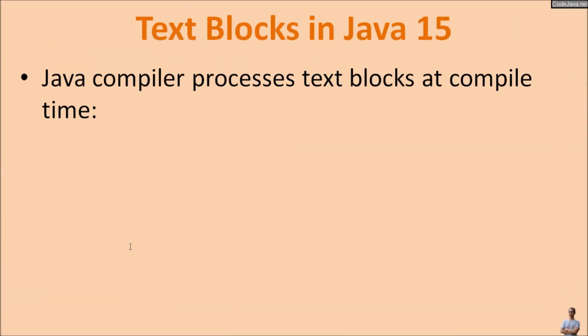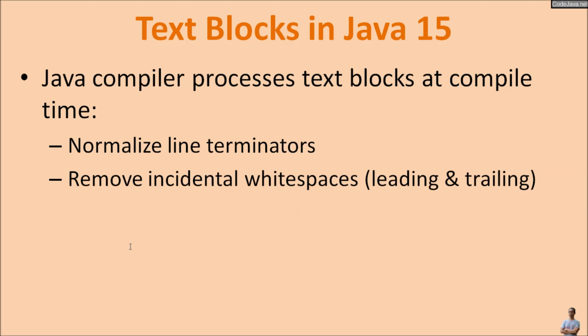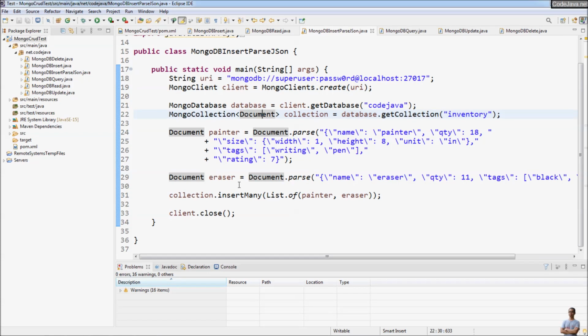Yeah. So as you have seen, the Java compiler processes text blocks at compile time by normalizing the line terminators, converting the new line characters to the cross-platform new line character in Java, and removing the incidental white space, both leading white space and trailing white space in the string literal. And then it interprets the escape sequences in the text blocks. Let me show you another example of using the text block feature in Java 15.